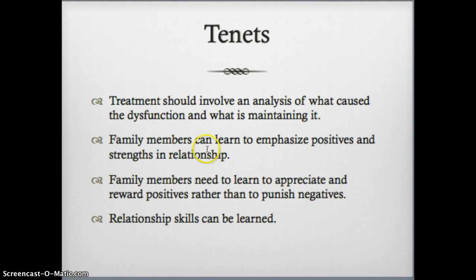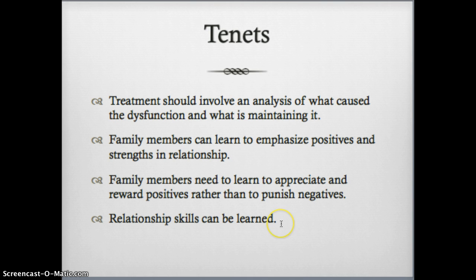Family members can learn to emphasize positives and strengths in relationships. So that's a very optimistic point of view, and in counseling we tend to focus on the potential of development, and so this is an area where the family can do some cognitive development as a unit. They don't have to be stuck in their problematic ways of thinking about each other and being with each other. They actually do have the potential to learn, grow, and change.